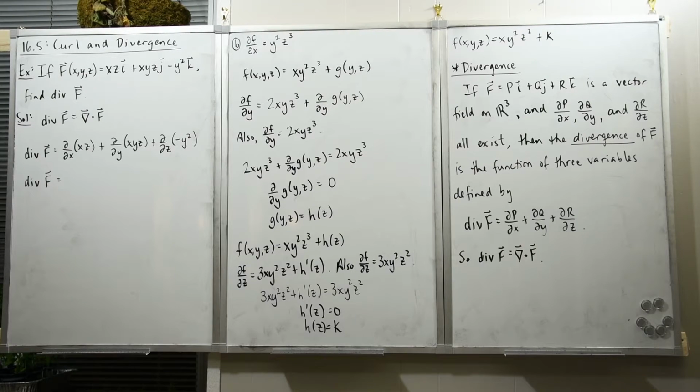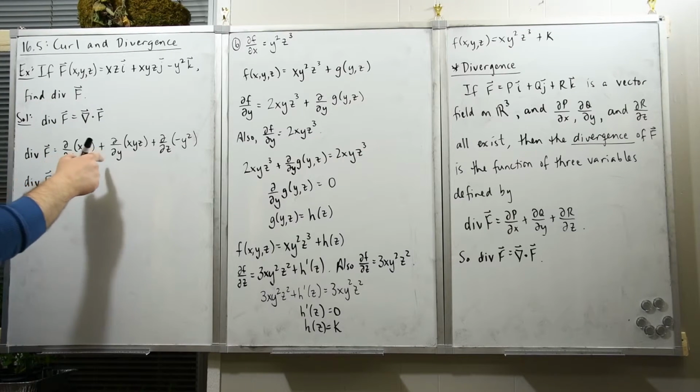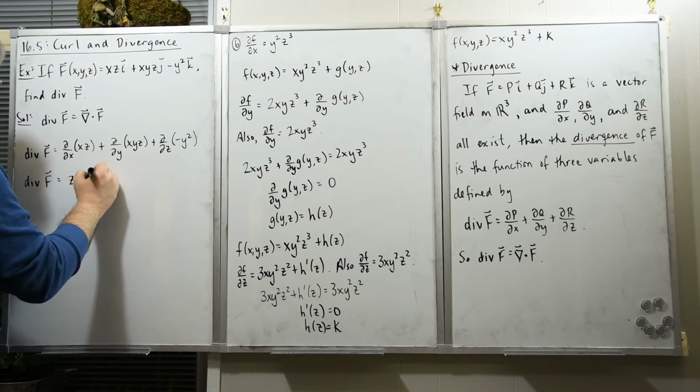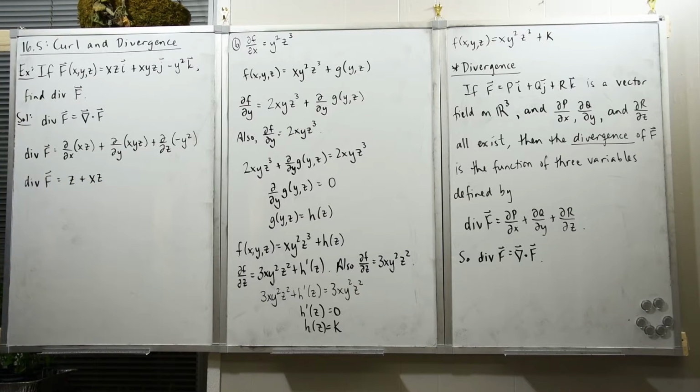And so when we take the partial with respect to x of xz, we get z. Take the partial with respect to y of xyz, we get xz. You take the partial with respect to z of negative y squared, and you get 0. And so the divergence of F is z plus xz. All right.